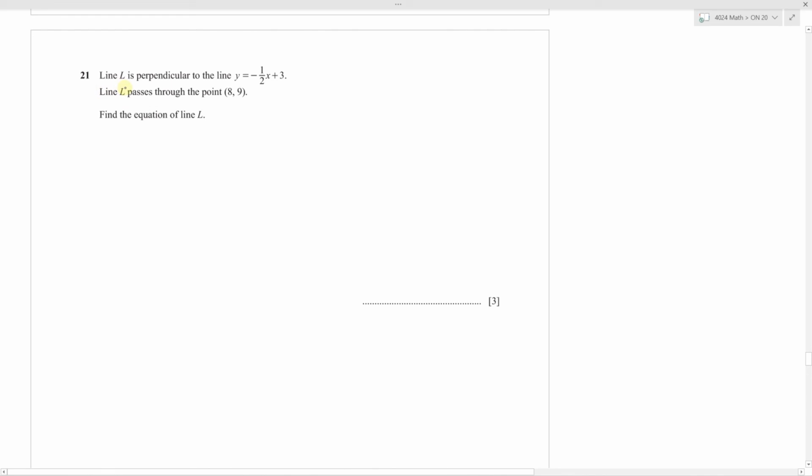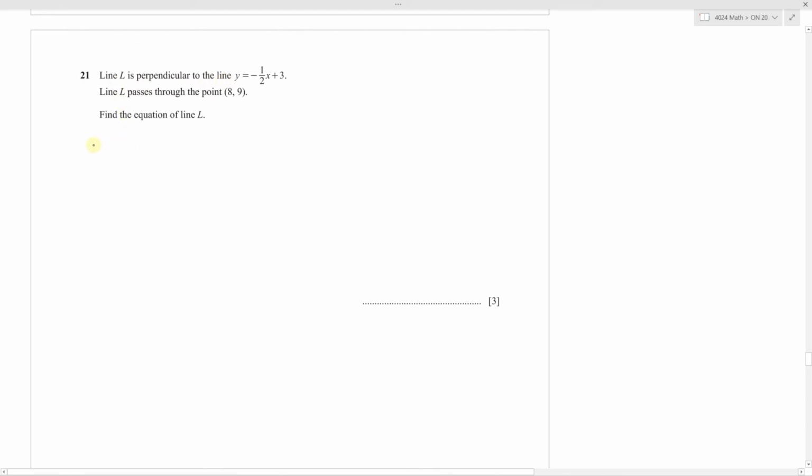Question 21: the line L is perpendicular to the line y equals -1/2 x plus 3. Line L passes through the point (8, 9). Find the equation of line L. So you're given that this line and line L are perpendicular, and we know that when two lines are perpendicular, the product of their gradients is -1.